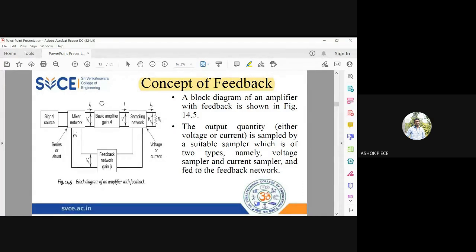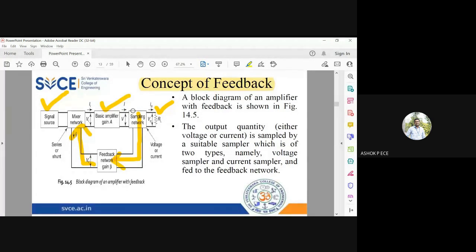So actually, if you have only the signal source, amplifier and load resistance, that is a normal amplifier without feedback. Only those components: signal source, basic amplifier with gain of capital A, and load resistance, that is an amplifier without feedback. If I want to give a feedback connection, what should I do? I should take some portion of the output, process that, and add that with my input. But that is an extra thing I have to do if I want to provide feedback.